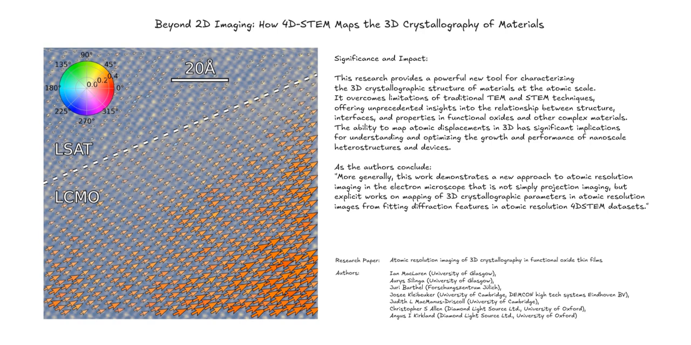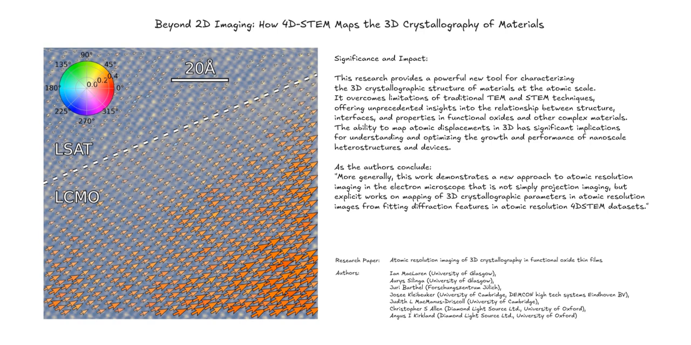So 4D-STEM allows us to see the full 3D structure, which is essential for understanding the behavior of these complex materials. It's like finally being able to see the whole building instead of just the blueprint. This paper specifically looks at perovskites, a class of materials with a specific crystal structure and often unique properties. Can you elaborate on why perovskites are so interesting?